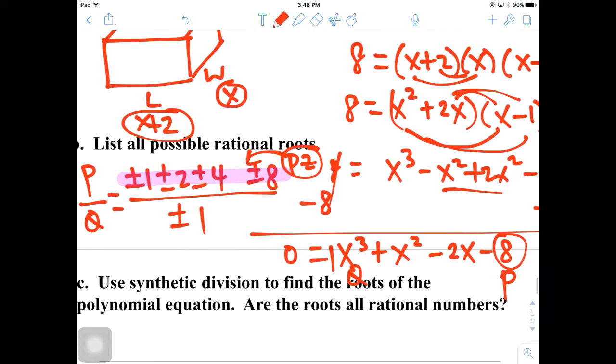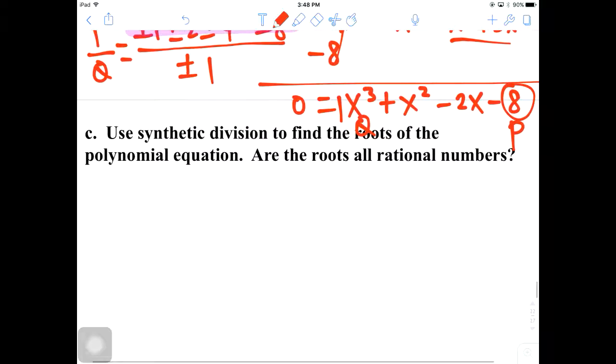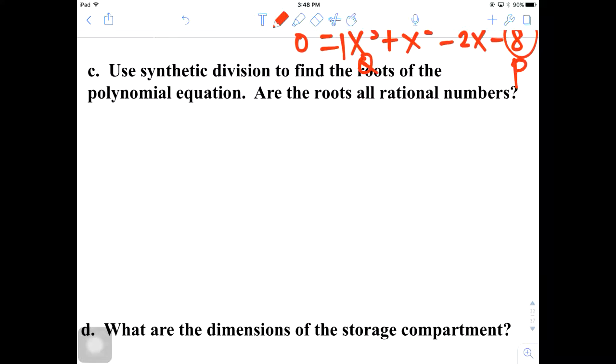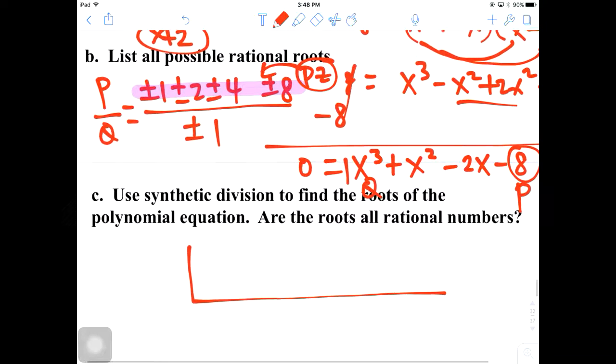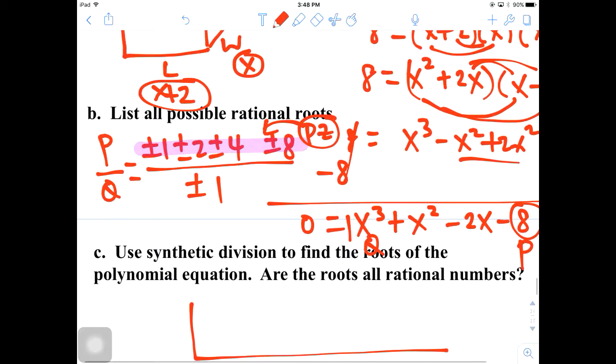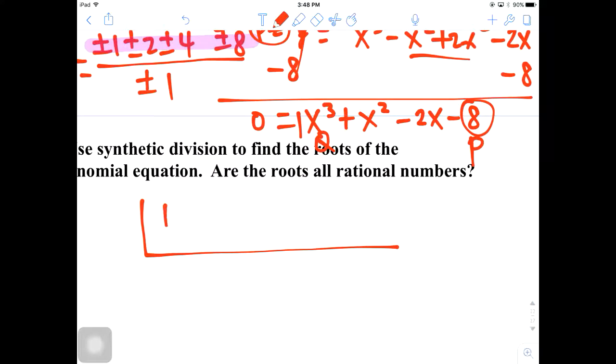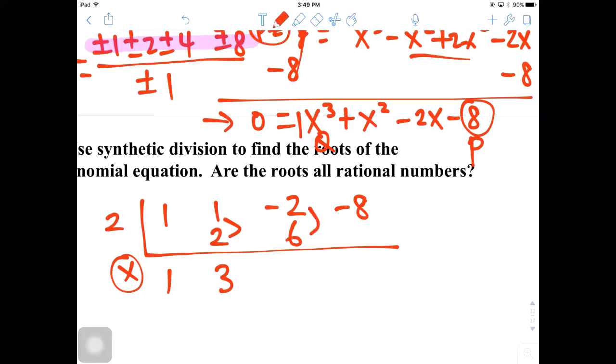So let's go ahead and continue with part C, using synthetic division to find the roots of the polynomial equation. So we're going to test the possible zeros. Let's start by listing the coefficients of the polynomial function, which is right here: 1, 1, negative 2, and negative 8. Let's go ahead and test 2. Bring down the 1, multiply, we have 2. 1 plus 2 is 3. 3 times 2 is 6. Combining, we will have 4. 4 times 2 is 8, and we have a 0.